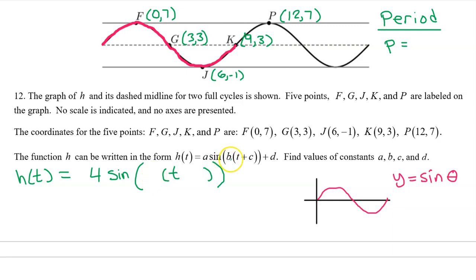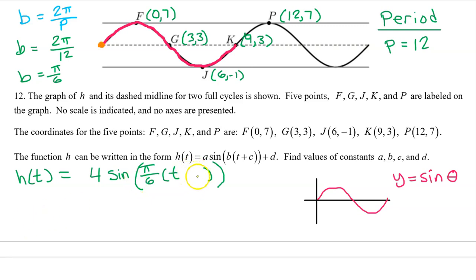It's almost time to find the b value, but for that we need the period. From maximum value to maximum value, we go from an input value of 0 to an input value of 12. That gives us a period of 12. We know that the b value is given by 2 pi divided by the period. So in this case, the b value will equal 2 pi divided by 12. This reduces to pi over 6. So that's the b value.